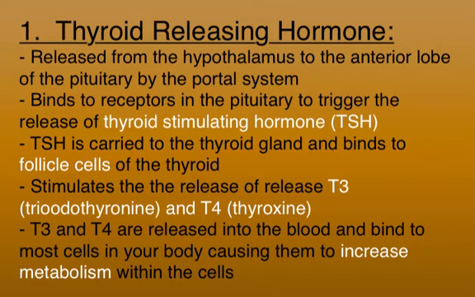T3 and T4 are released into the blood and will target most of the cells of the body, causing them to increase metabolism. In other words, cause them to metabolize their nutrients to produce ATP.